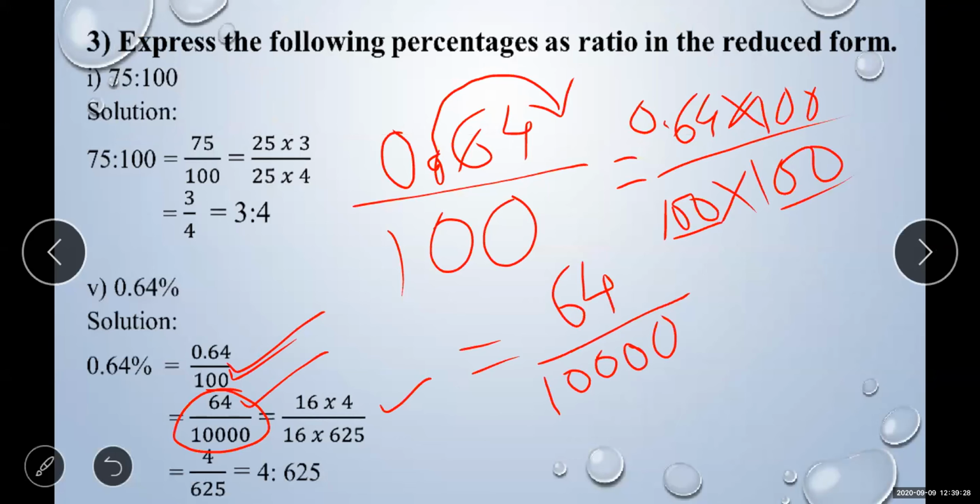You can do it by dividing by 2, divide by 2, divide by 2 as you wish, because sometimes it is difficult to find the answer for a big number. So 64 and 10,000, both numbers are divisible by 16. As we know, 64 we can write as 16 into 4, and 10,000 is a multiplication of 16 into 625. So, 16 into 4 over 16 into 625.